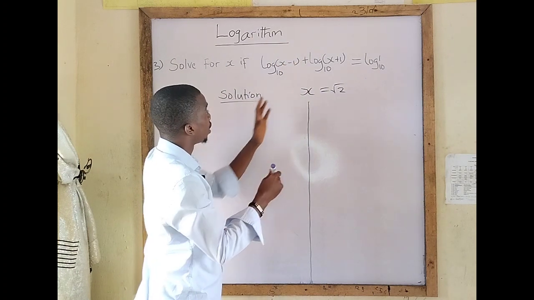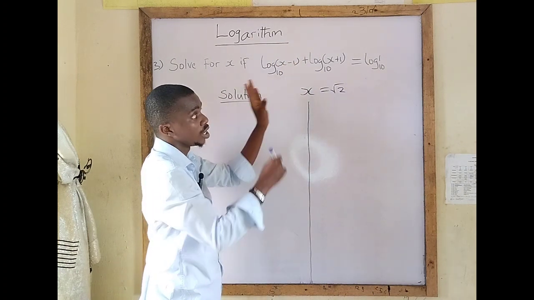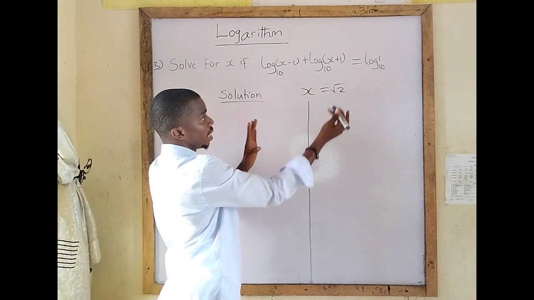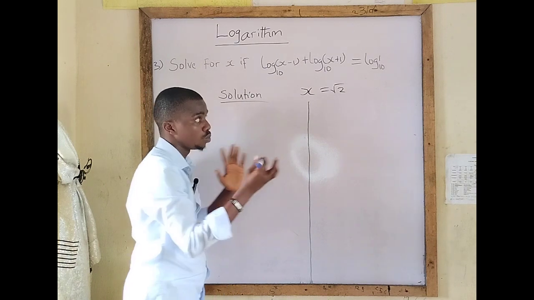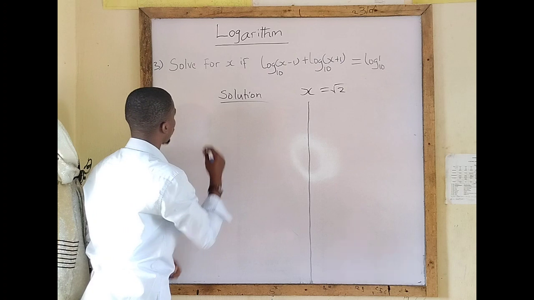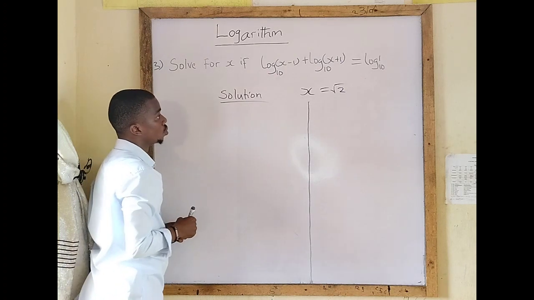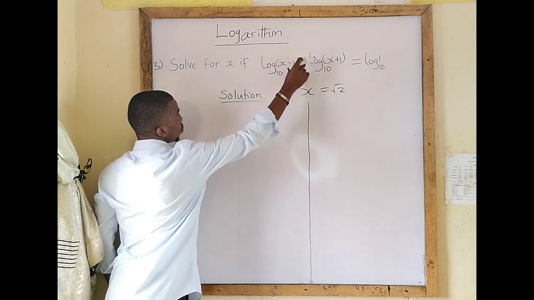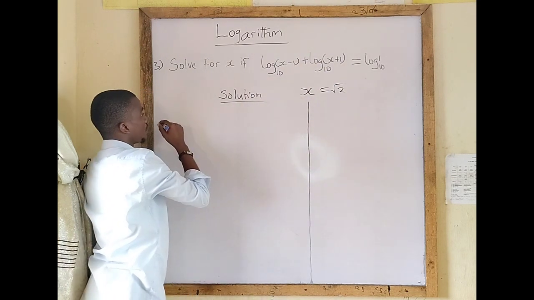In the end of the day, what we have on the left hand side should be equal to what we have on the right hand side. What we have on both sides should be equal to each other. That is what we are going to do here. So we'll substitute root 2 for x in the expression there.